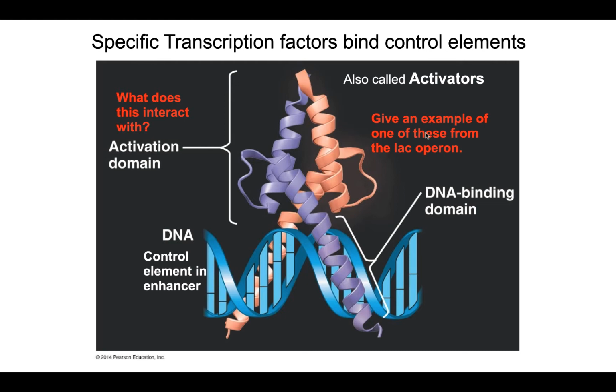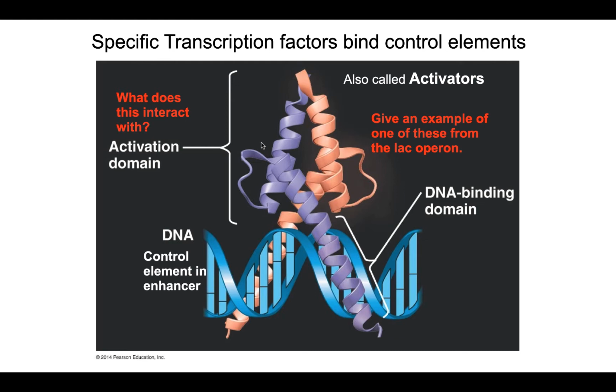Now I have a question here. Give an example of one of these from the lac operon. Okay, so the lac operon, even though we never used the word specific transcription factor, it had at least one, that CAP binding protein. That CAP binding protein had a DNA binding domain that allowed it to bind the CAP binding site. That was our regulatory sequence. And then it had an activation domain that interacted with what? With RNA polymerase. And its interaction with that RNA polymerase stabilized the RNA polymerase's binding to the promoter, and that activated transcription.